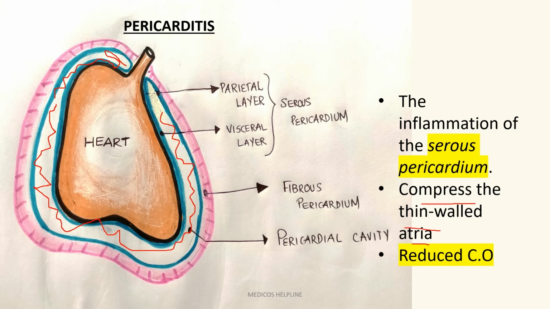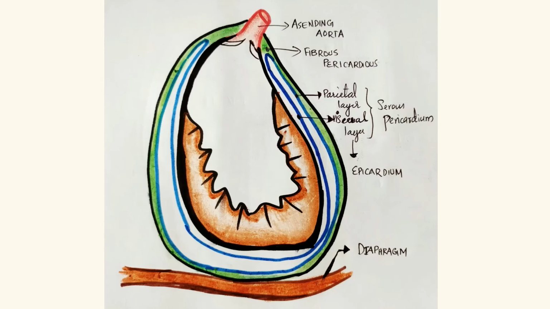This finally results in the reduction of the cardiac output and produces various symptoms like shortness of breath, tightness of chest and dyspnea. Thus, in this video we learned about the pericardium, the various layers of the pericardium, the functions of the pericardium, the pericardial cavity, pericardial fluid, and also the clinical entity which is called pericarditis.